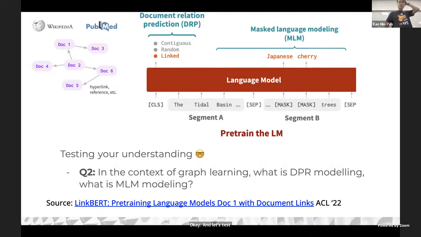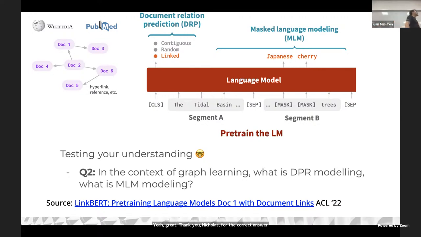So in the context of graph learning, what is DPR modeling? What is MLM modeling? In a graph neural network, they have many types of prediction, like predicting edge relation, predicting a node, predicting the graph labels. So what is our DPR modeling in the context of graph learning? Yes, great. Thank you, Nicholas, for the correct answer. So DPR stands for edge prediction.